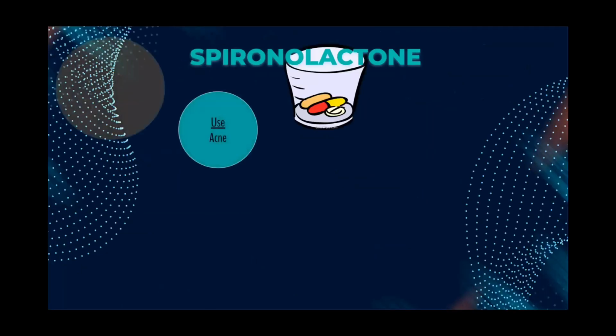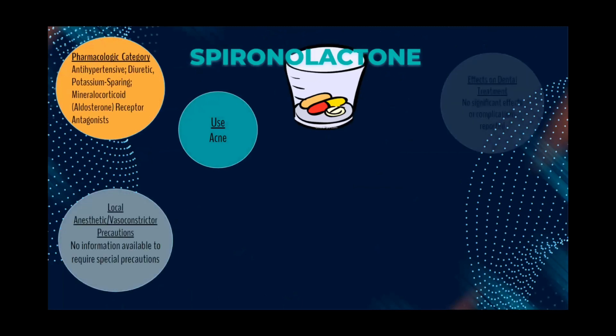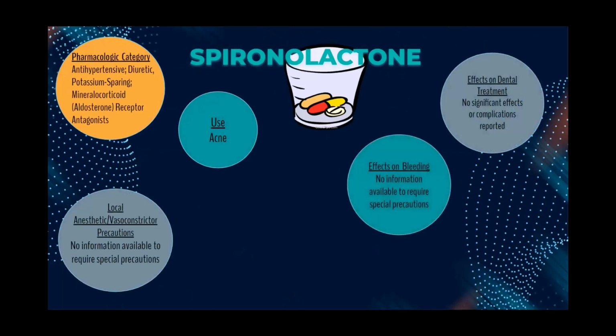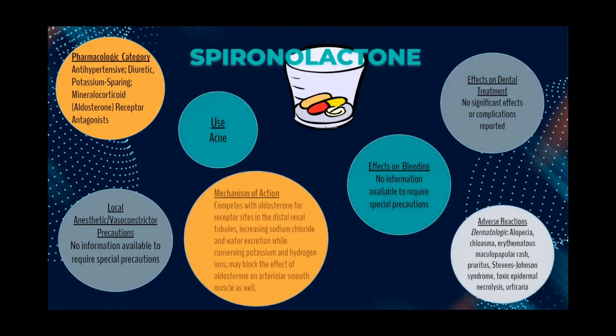For spironolactone, she uses it for acne. The pharmacologic category is an antihypertensive diuretic. It does not have any effects on local anesthetic. It doesn't have any effects on bleeding nor dental treatment. For adverse reactions, it doesn't have anything over 10% that we should be aware about, but dermatologic, it does cause rash, itchiness, and Stevens-Johnson syndrome.